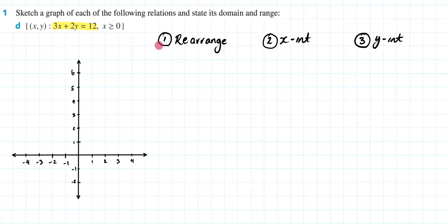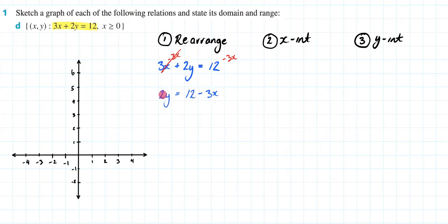The very first thing that we're going to do is rearrange it, because it's going to be rather difficult to sketch it in this form. So what I have is 3x plus 2y equals 12, but what I want is y equals something. In order to achieve that, I'm going to do some rearranging to get y by itself. The first thing I'm going to do is minus 3x from both sides, and by doing that, these are going to go away. So now I get 2y on my left-hand side, 12 minus 3x.